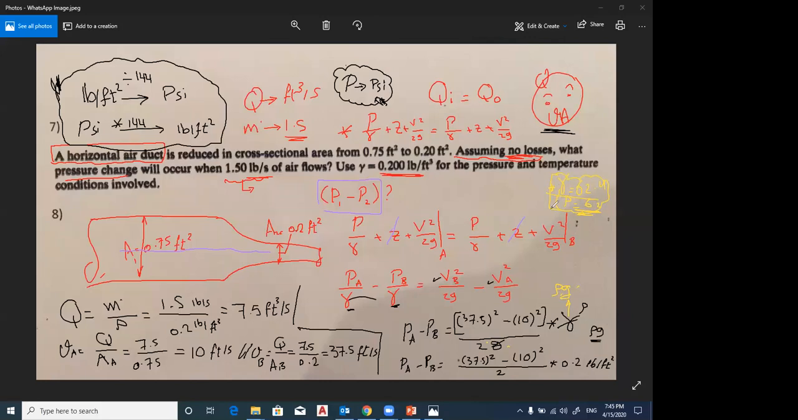Today we will study this in detail for the Bernoulli equation. Please don't forget this conversion. Very important, this one.